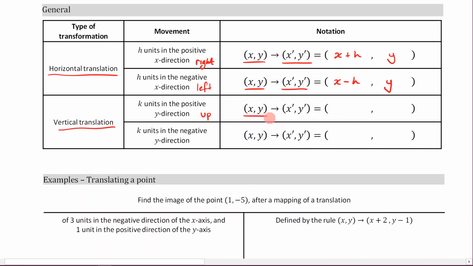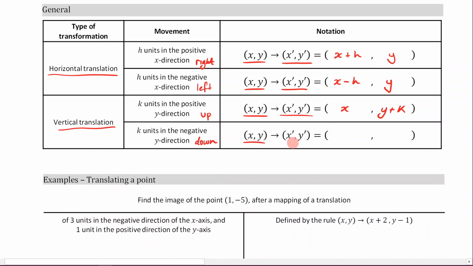So this is my original point. This is my new point. If I'm going up, obviously my x doesn't change. So x dash is just x, and my y dash is going to be y plus k. If I am going k units in the negative y direction, that means I'm going down.